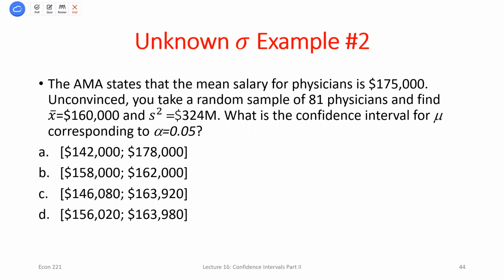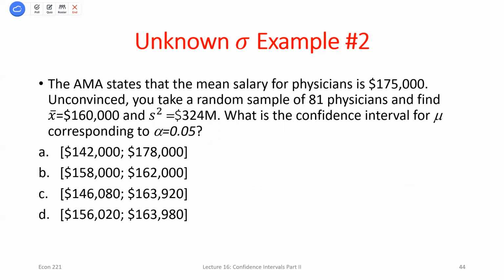All right, so I've got another example that has a little bit more context, that might be a little bit more interesting. So I've got the exact same kind of setup here. Just now I'm looking at the AMA saying, okay, the mean salary for positions is 179,000. I take my own sample of 81. So I'm just going to start writing out what they're telling me. n is 81. I found a sample mean of 160,000 and a variance of 324 million. So that's everything I was given.